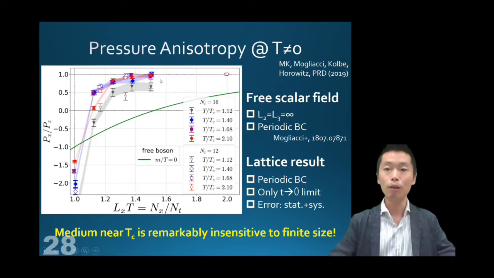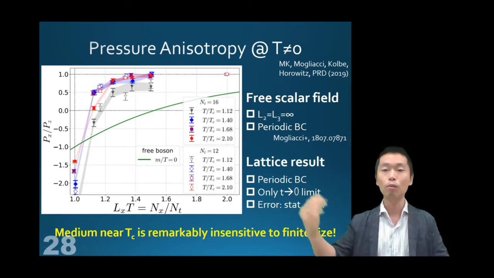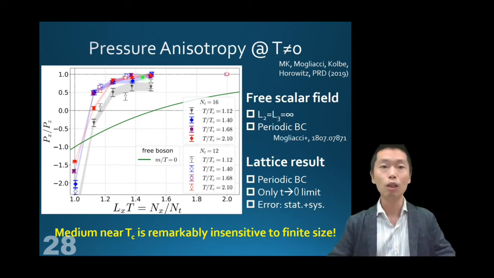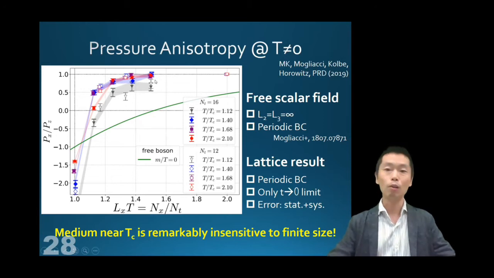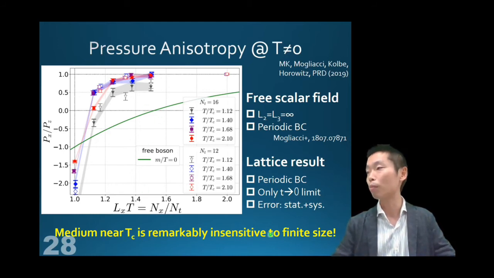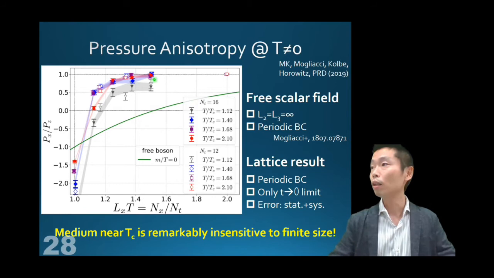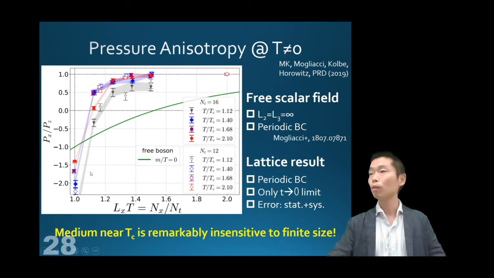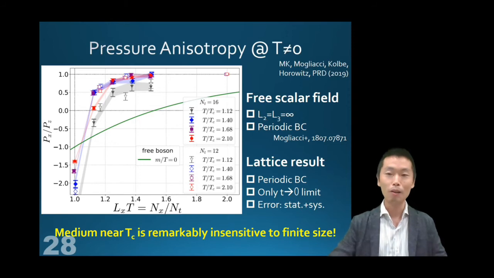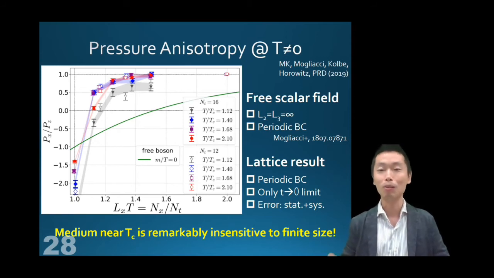I think this is a very surprising result, because in the free scalar theory, this ratio becomes 0 around here, which means that Px changes its sign from positive to negative. But still, this ratio is 1. In other words, this system does not feel the existence of the boundary, or this medium near Tc is remarkably insensitive to finite size and finite boundary effects. And then this ratio suddenly becomes negative. So I think this is a very strange result, and I will be happy if some of you give me the answer to how to understand this peculiar behavior.